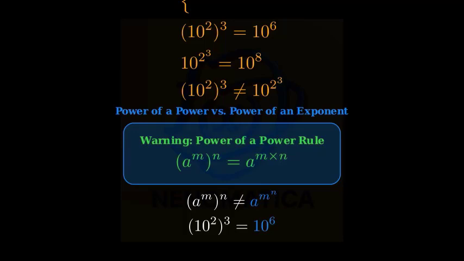When we have 10 squared, which is 100, and then raise that to the power of 3, we get 10 to the power of 6, or 1 million. This is because when we raise a power to another power, we multiply the exponents. 2 times 3 equals 6.